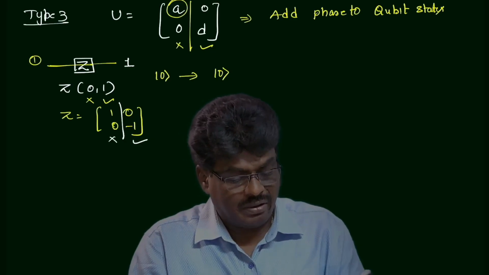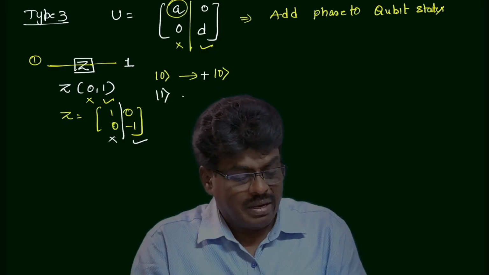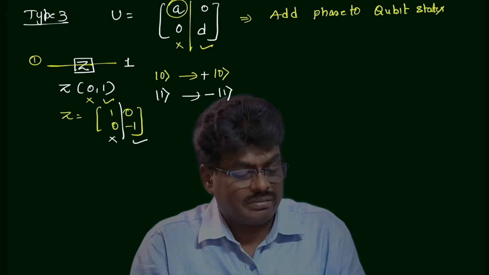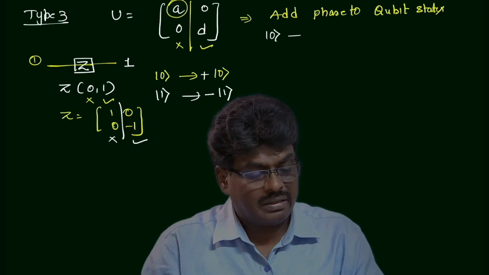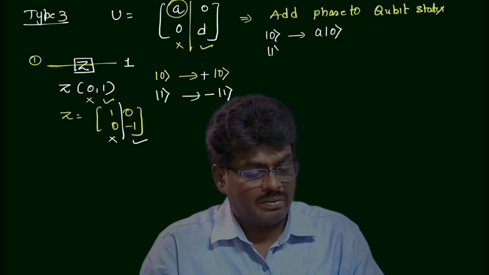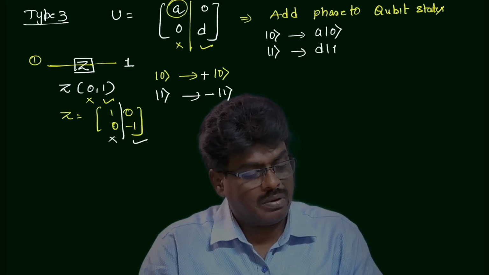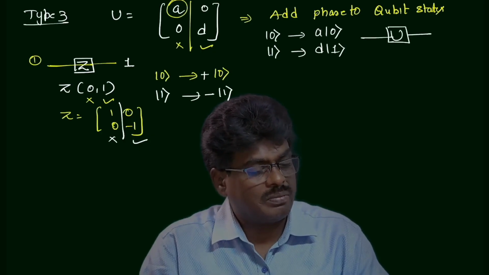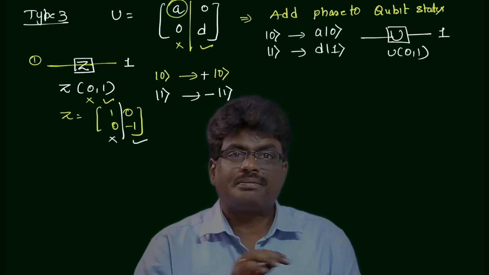This is off and on, that's why it is a plus only. And next, if I take 1, it is in on state, so I have to take the second column, that's why minus 1. Let me write here also. So here 0 goes to A into 0 and 1 becomes D into 1, like this. If you have a single qubit and this is a 1, the operation is U of 0 comma 1.